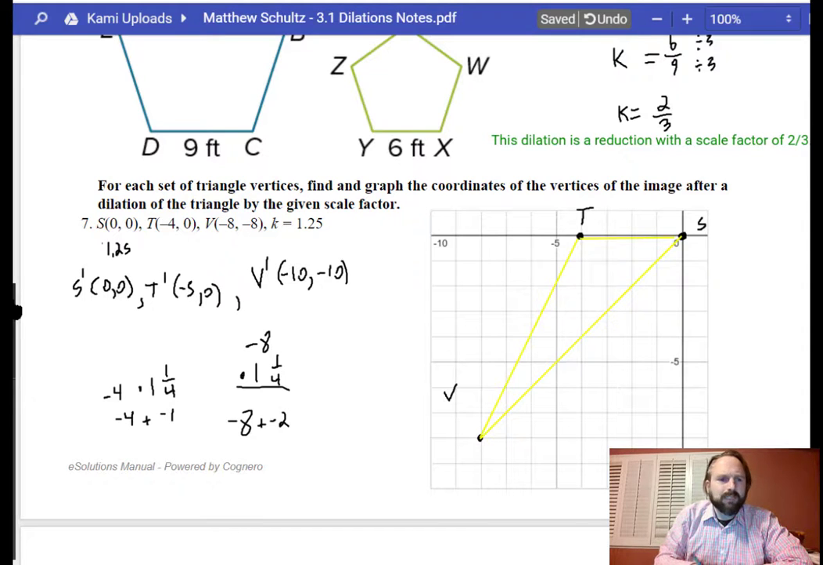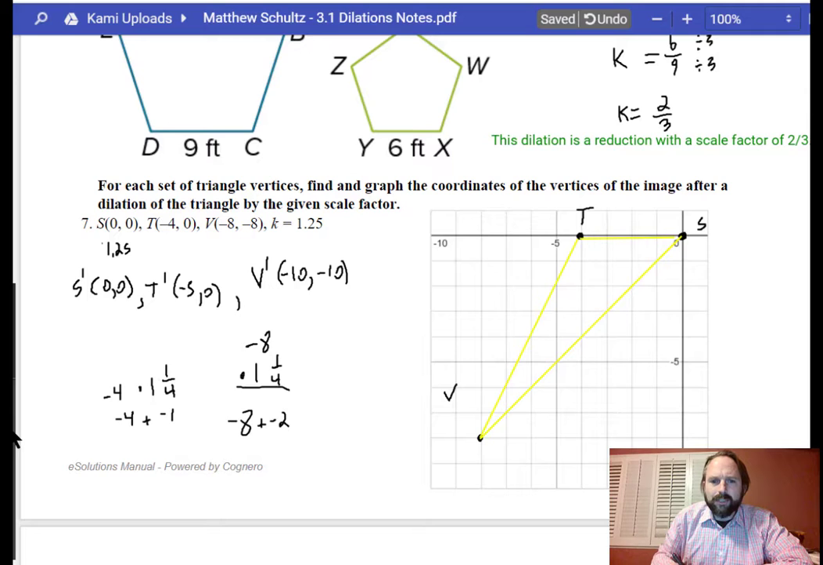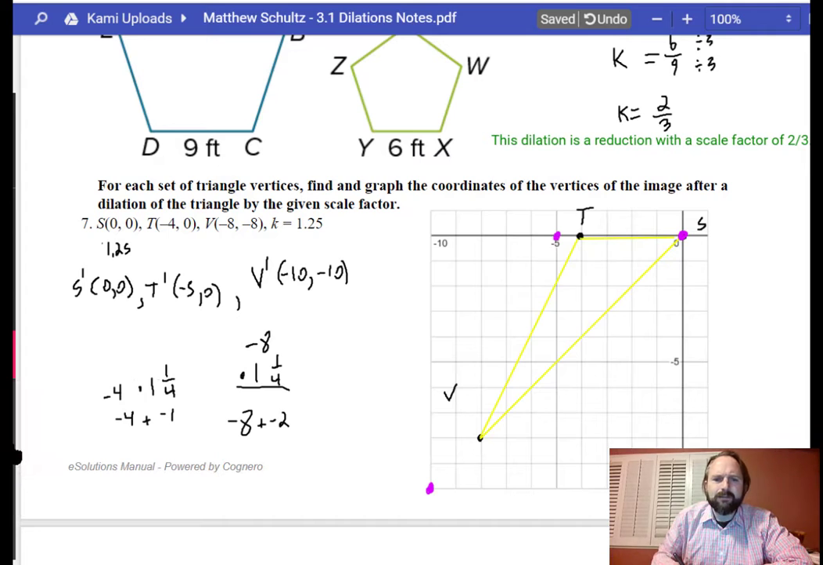All right, well, let's plot it. Let's do purple right here. So I know -10, -10 right here. S prime is the same location. And then T prime, the new location, is going to be right there. Well, now we can do our shape. We can do purple on purple, or we can do a different color. Let's do red. So it's going to look about the same, just 1.25 times bigger.